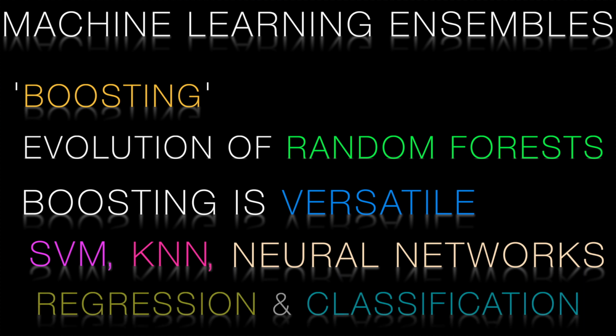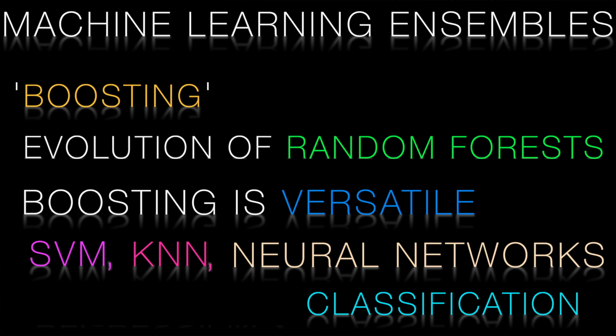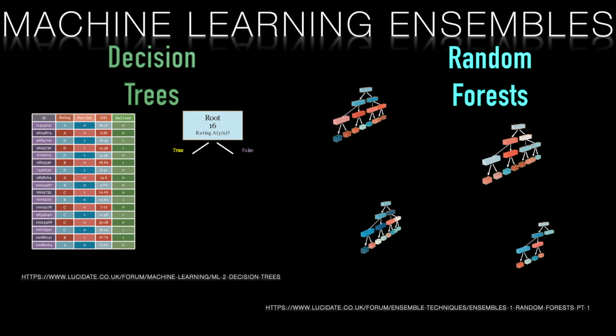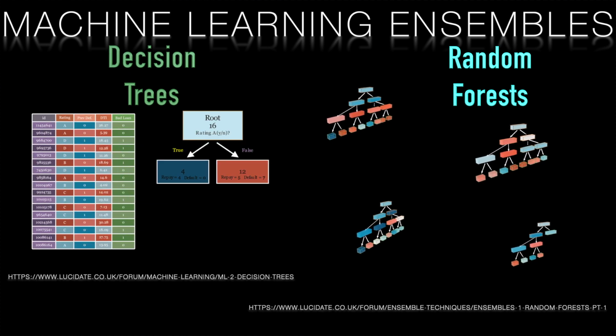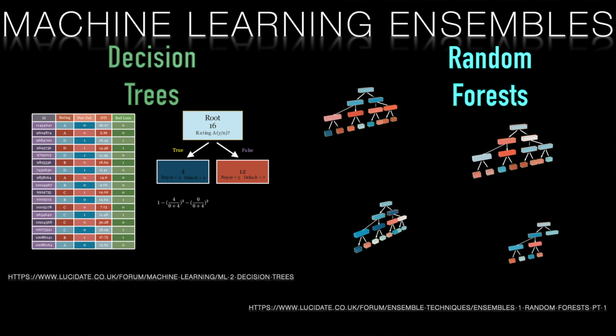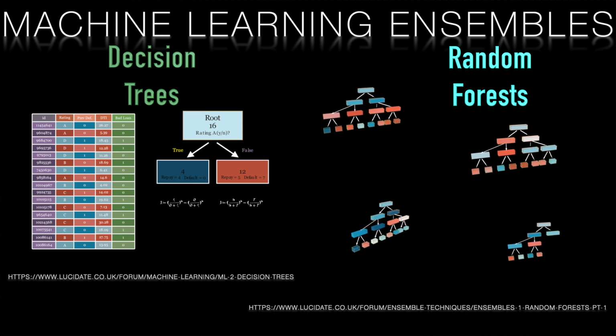This means that boosting can be used for regression, that is predicting a numerical value, or classification, determining what class a variable belongs to. In this video, we will focus on classification. This video assumes that you're familiar with decision trees and random forests. There are some links in the description if you'd like to refresh your knowledge on both these techniques.